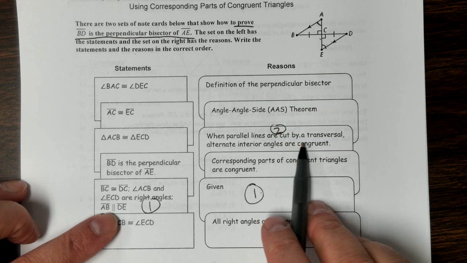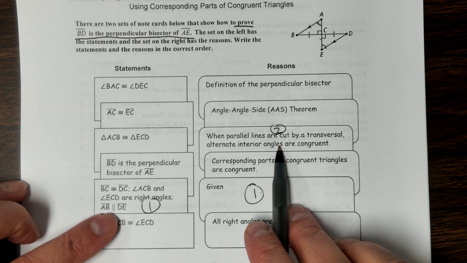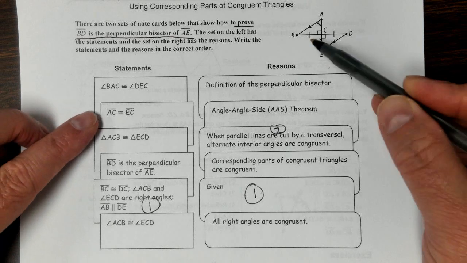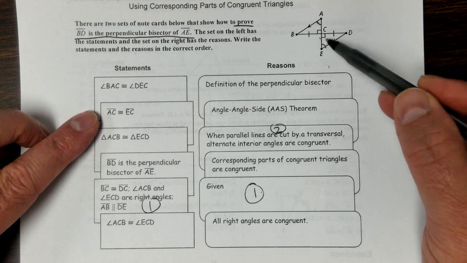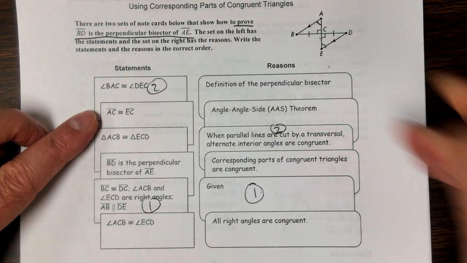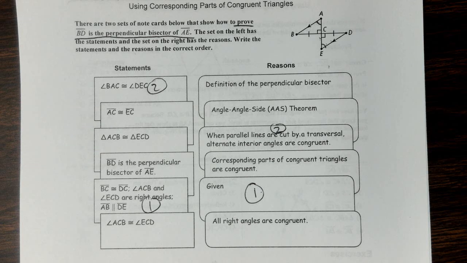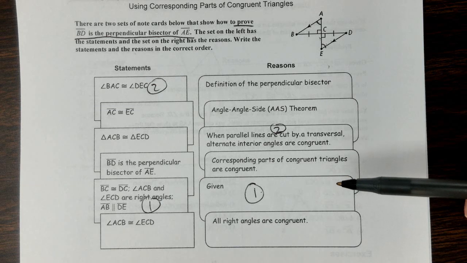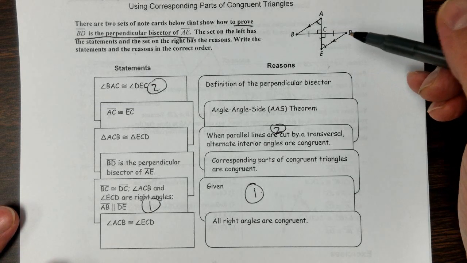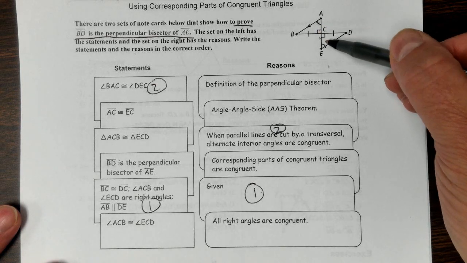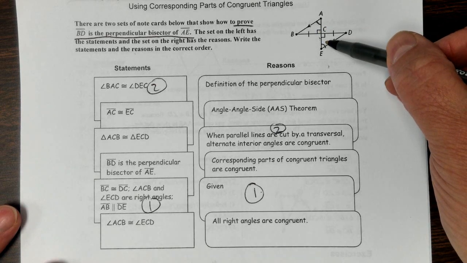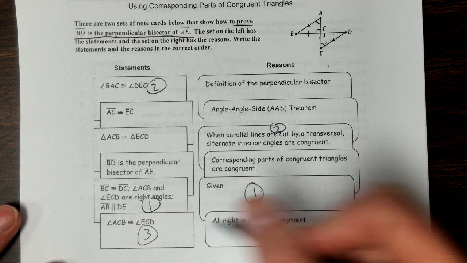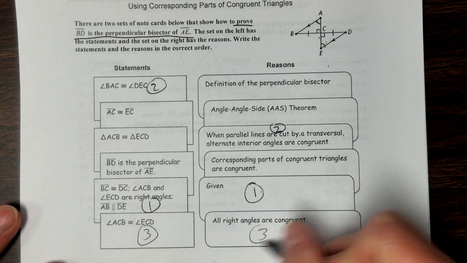When parallel lines are cut by a transversal, alternate interior equal, and it's going to be A and E. So the BAC angle and the DEC angle. So there's a 2 right there. Okay, so far we have the 1s and the 2s. Now, we also know that if we have right angles, that'd be congruent. So the ACB and the ECD are going to be 3, and all right angles are congruent.